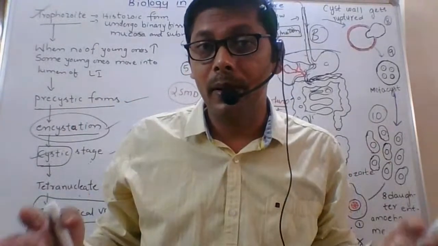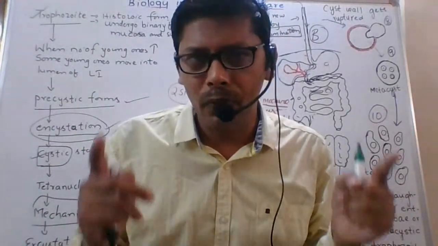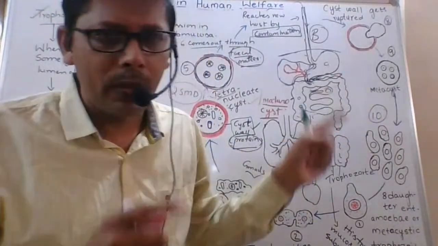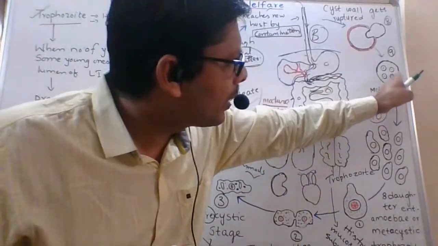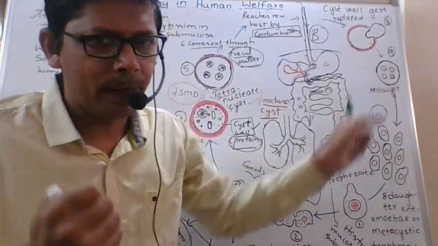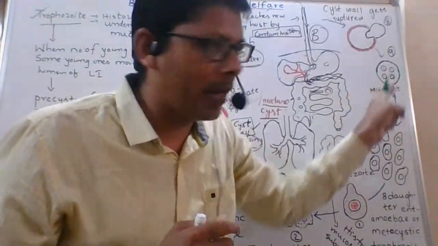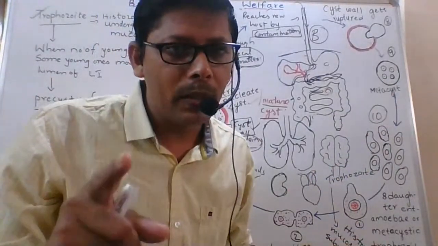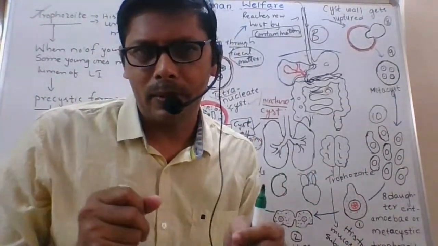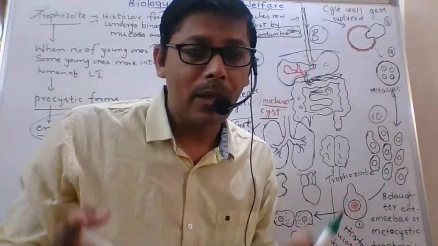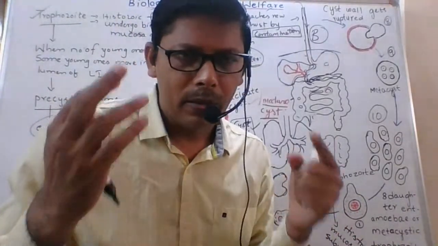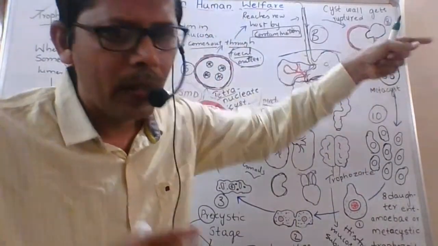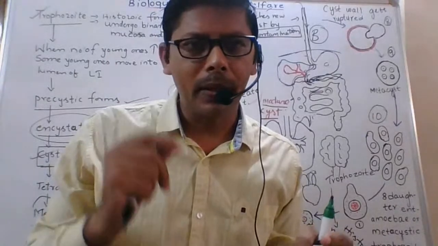Okay, the cyst wall is ruptured here by the action of which enzyme? Trypsin. This is called metacyst. Still it has 4 nuclei present. Now these 4 nuclei undergo division. Each nucleus undergoes 1 mitotic division. Now you can tell me how many daughter nuclei form. There are 4 daughter nuclei here, and each one undergoes 1 mitotic division.